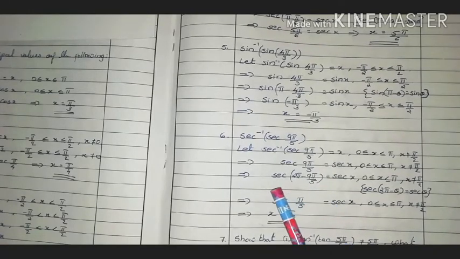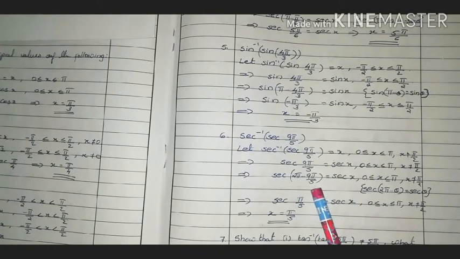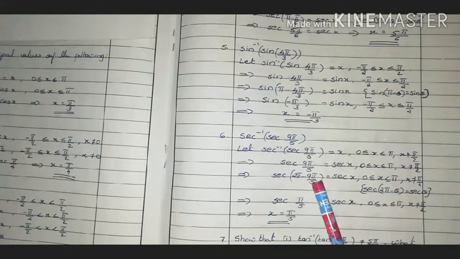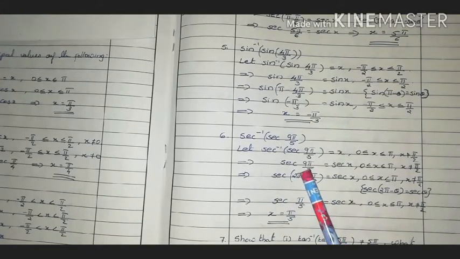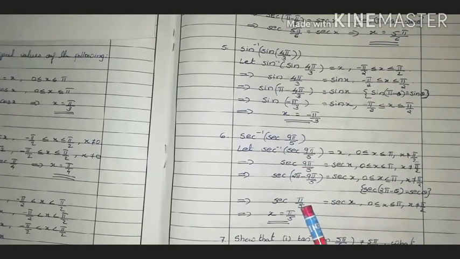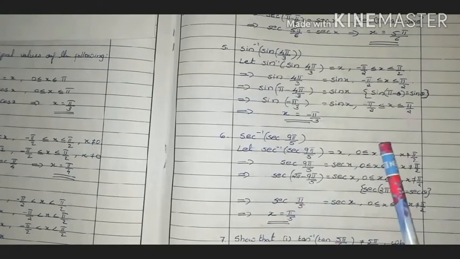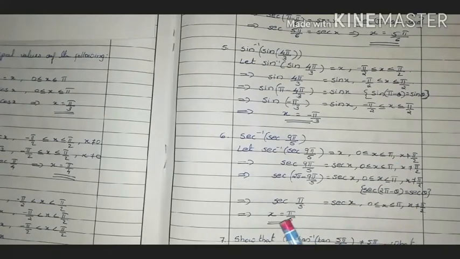We know that sec(2 pi minus theta) is in the fourth quadrant, and in the fourth quadrant sec is positive. So sec(2 pi minus theta) is sec theta itself. So instead of sec 9 pi by 5, you can write sec(2 pi minus 9 pi by 5), and 2 pi minus 9 pi by 5 is pi by 5 itself. So sec pi by 5 is equal to sec x, and this pi by 5 is one value from the principal values. So we can write x is equal to pi by 5.